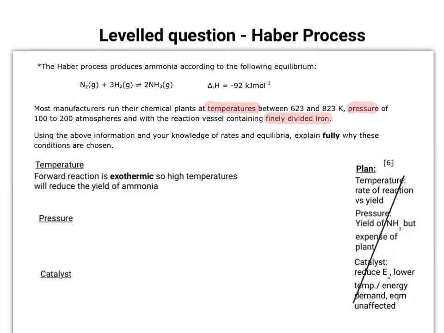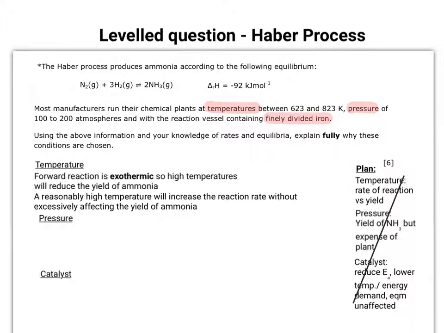So the forward reaction is exothermic at minus 92 kilojoules per mole to the minus 1, so high temperatures will reduce the yield of ammonia. So you can say a reasonably high temperature will increase the reaction rate without excessively affecting the yield of ammonia. So moving on to pressure.